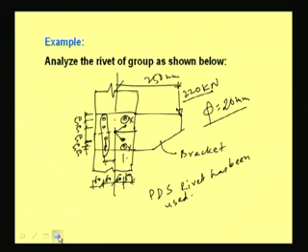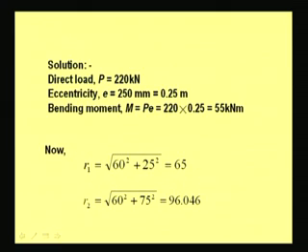So, to work out this example, what will we do first? First we will find out the bending moment coming due to this eccentric load. We know the direct load which has been given, that is 220 kilonewton, and the eccentricity is given as 250 millimeter or 0.25 meter. So, the bending moment can be calculated as M is equal to Pe is equal to 55 kilonewton meter.